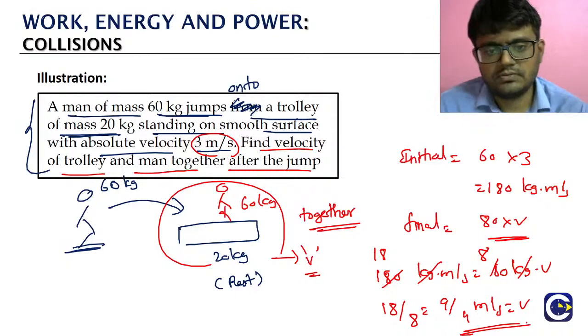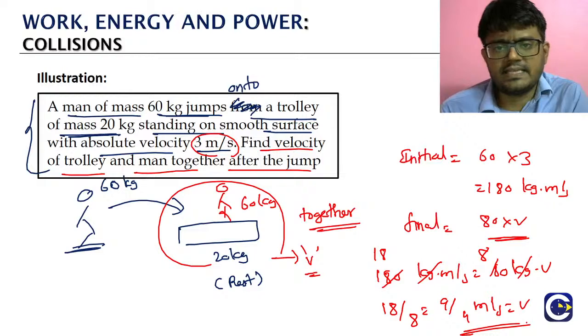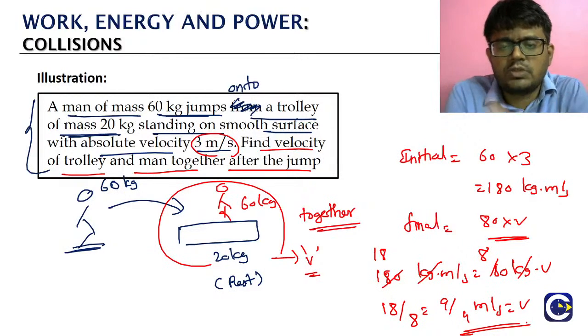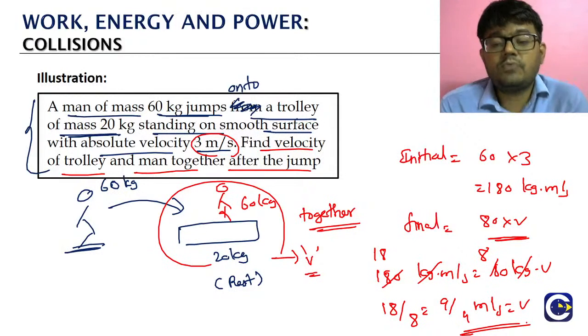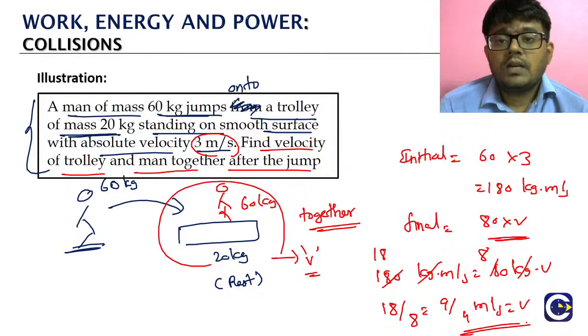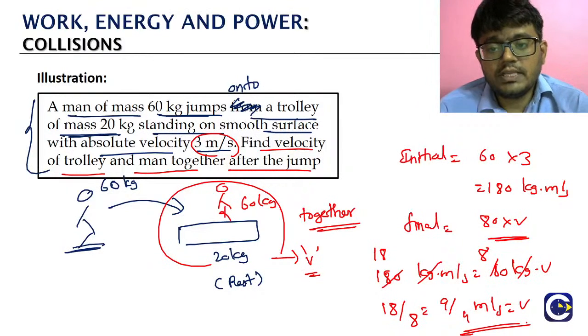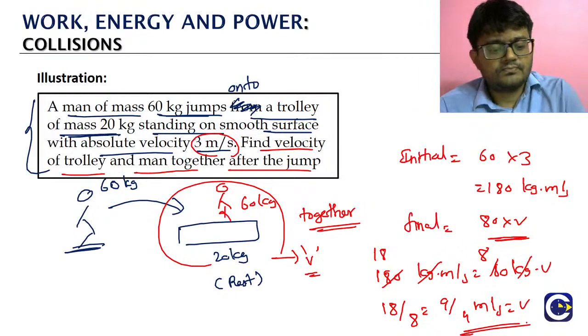It's a straightforward question. There is a man who is jumping onto the trolley. Initially the trolley is at rest. After he jumps onto the trolley, they both are moving together. So we need to find the velocity of the trolley and the man together after the jump.